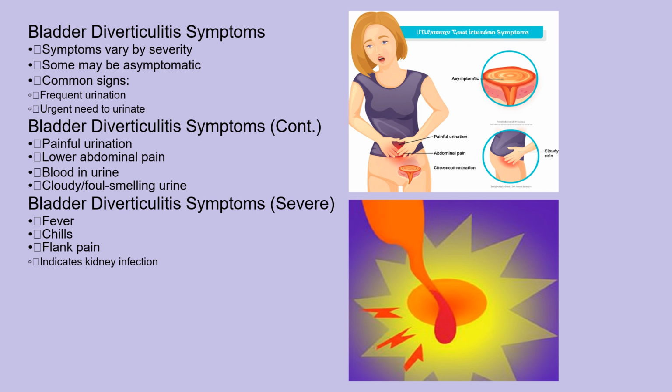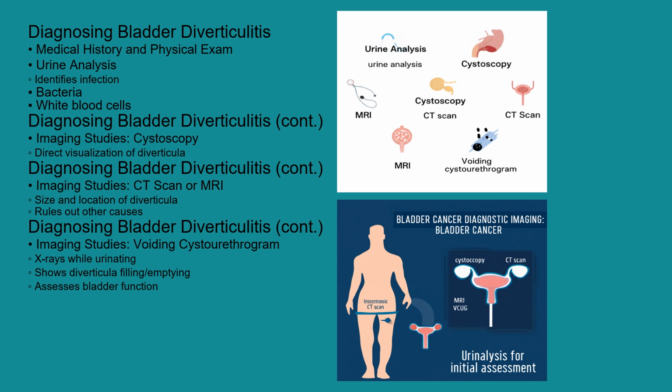In more severe cases, individuals may experience fever, chills, and flank pain, indicating a kidney infection that has spread from the bladder. Diagnosing bladder diverticulitis typically involves a combination of medical history, physical examination, and diagnostic tests. A urine analysis can identify infection by revealing the presence of bacteria and white blood cells.